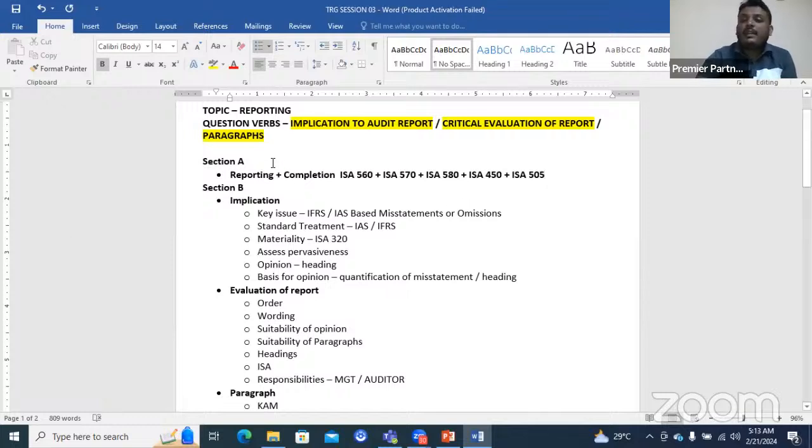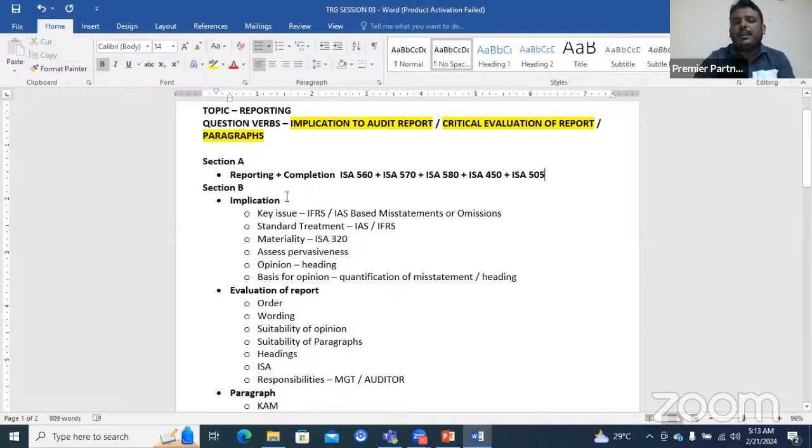All these things come under Section A. There is a possibility that you get 3 cases in Section A, and there's a high chance one will be an ethics case study. Risk, or else substantive procedures and audit evidence, can also be tested. The best combination is reporting plus completion, and the examiner can give you 5 objective test questions, which means 10 marks. It is simple. So Section A is also possible.